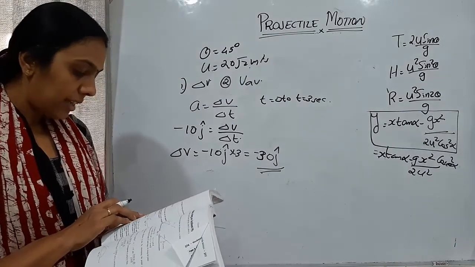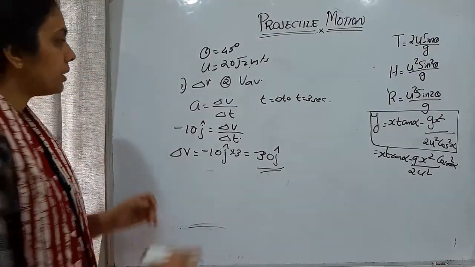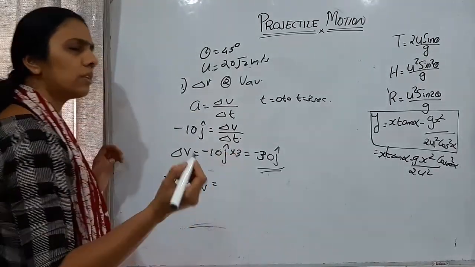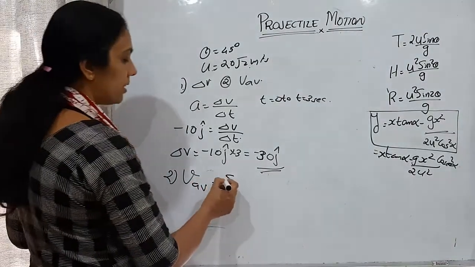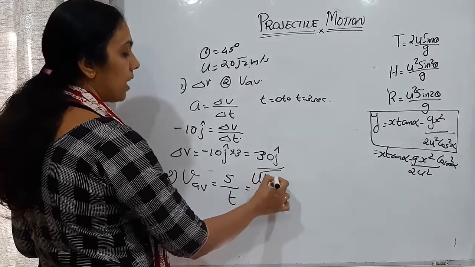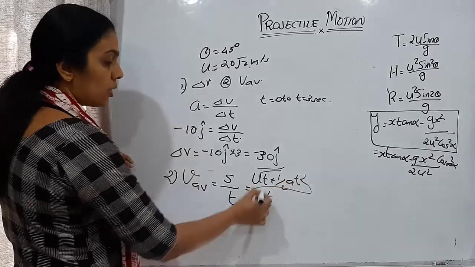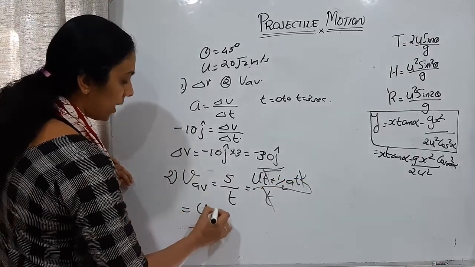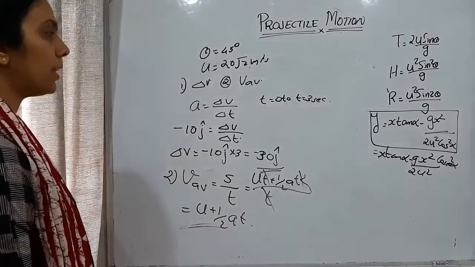Okay, then the magnitude of average velocity in the time interval. So the second question is average velocity. What is the formula? Total displacement divided by total time, right? How can we find displacement? ut plus half at squared, divided by t. So when t and t cancel, we get u plus half at. This is the formula to find the average velocity.